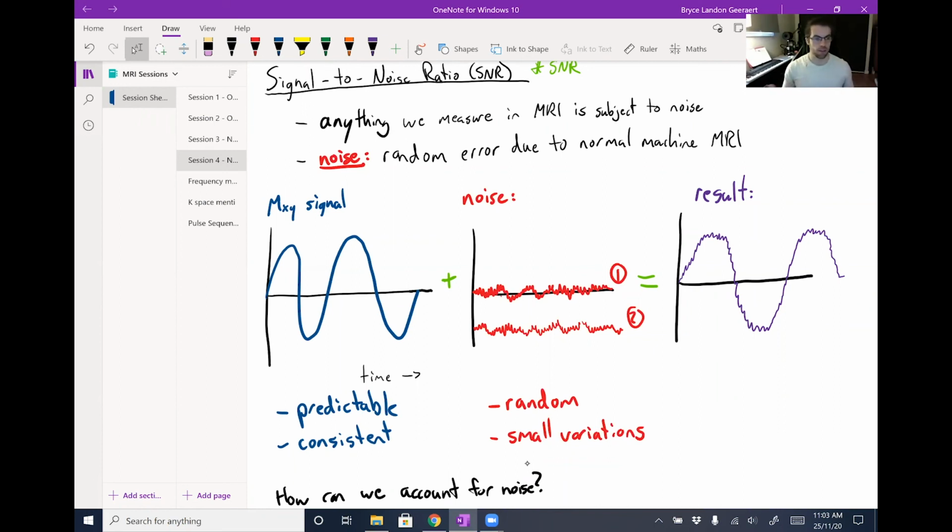And if we run the same experiment twice, because it's random, some voxels will have noise that increases the intensity in that voxel one time and decreases it the other time.